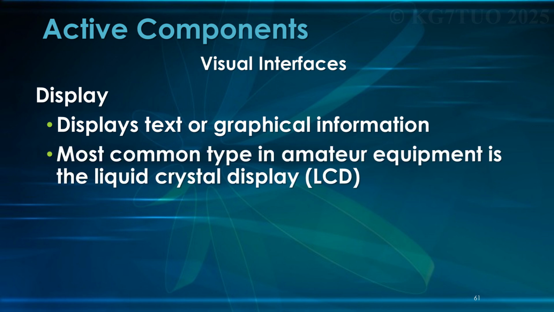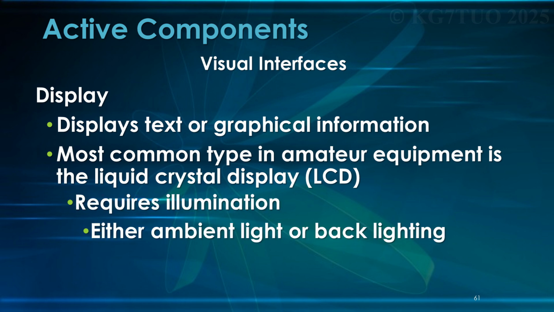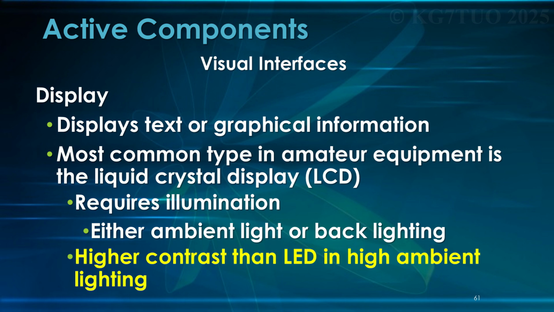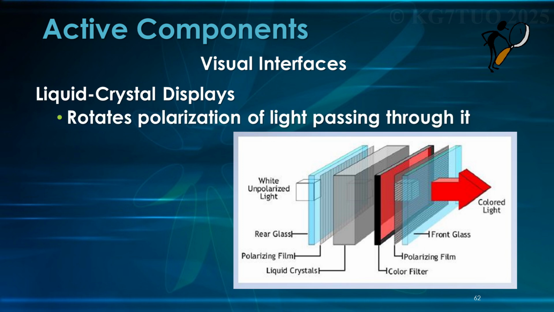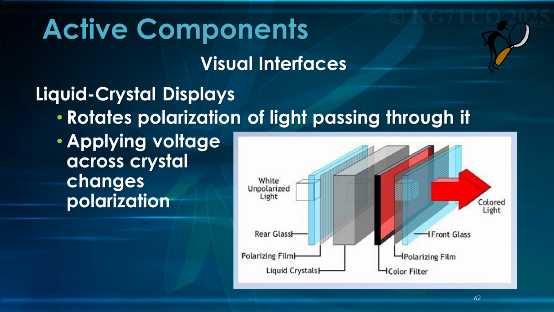Most common type of display in amateur equipment is the liquid crystal display. It requires illumination, either ambient light or backlighting. Lighter contrast than an LED in high ambient lighting. So a liquid crystal display is made up of layers. You've got white unpolarized light coming in from the left, and then you've got all these layers set up with colored light coming out. It rotates the polarization of light passing through it. Applying voltage across the crystal changes the polarization.